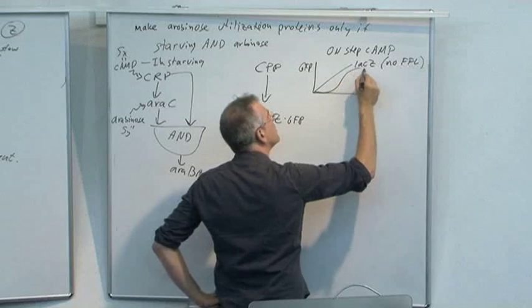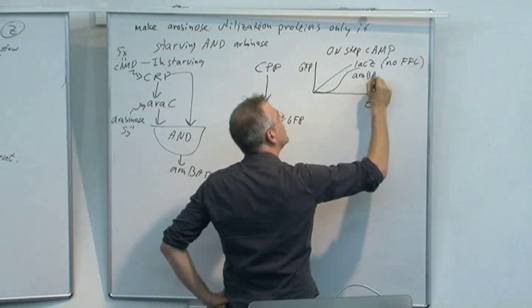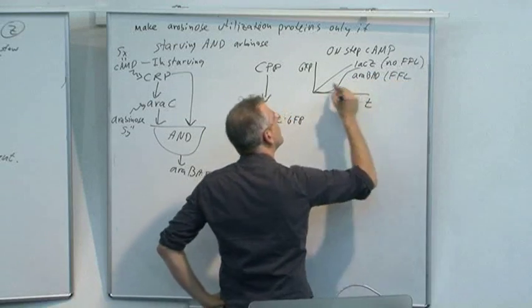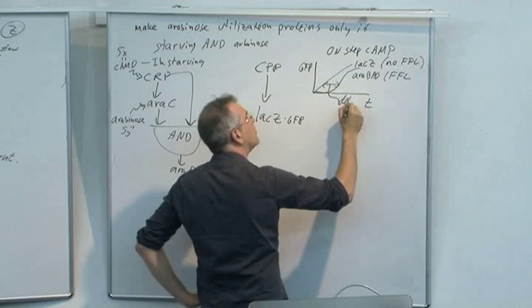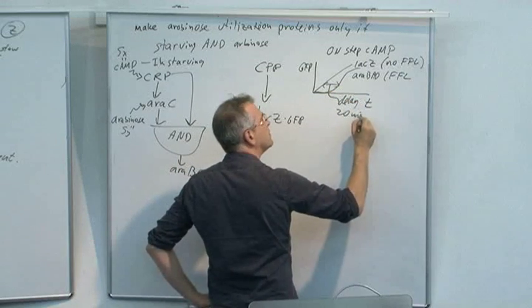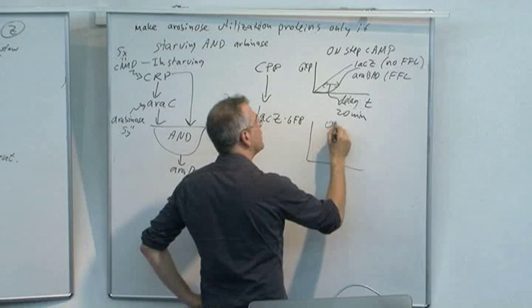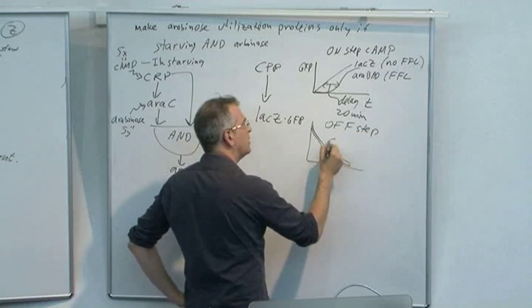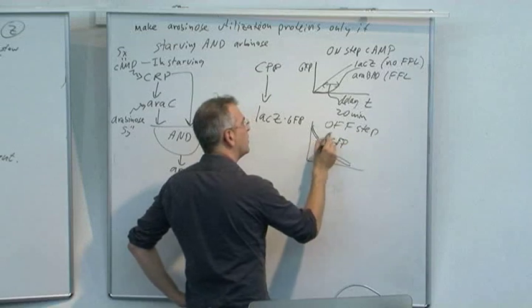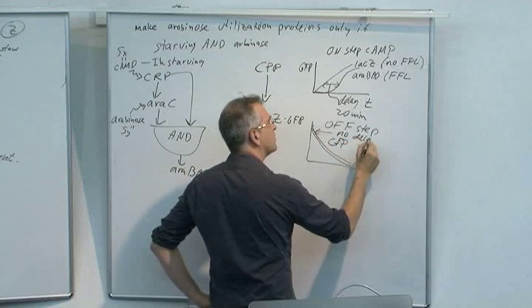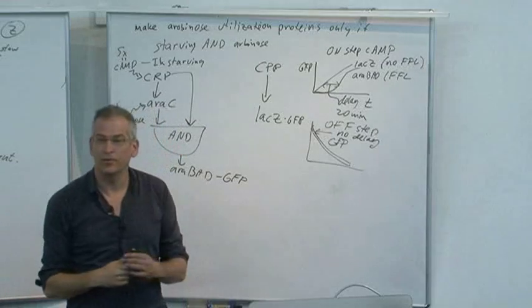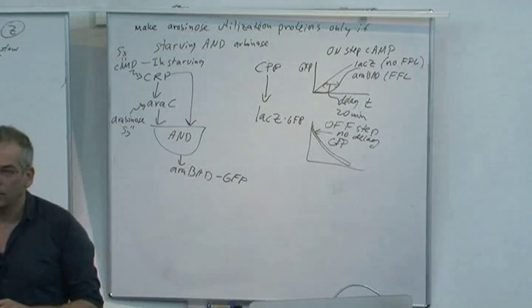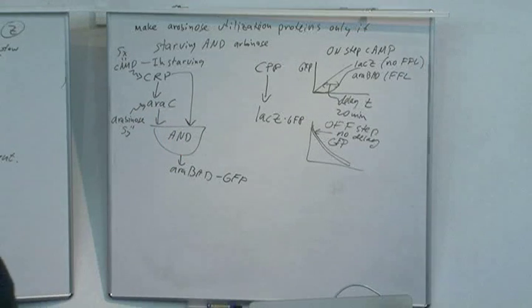And this was for the araBAD feed-forward loop, which has a delay of about 20 minutes in this system. For the off-step, the GFP decayed away in both cases with no delay. So that's, for example, a way you can test what's going on inside living cells as they behave.